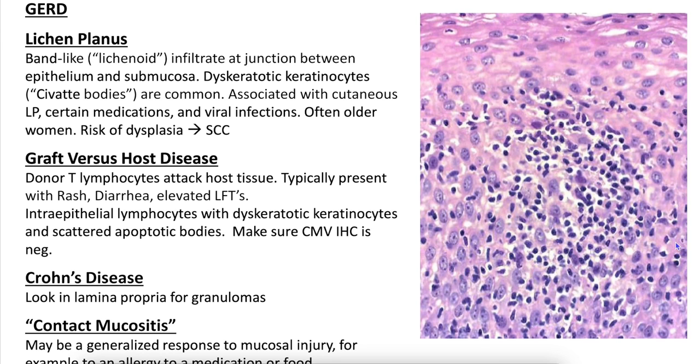You'll see these dyskeratotic keratinocytes, which are pink, condensed, kind of clefted out amongst your other cells in the epidermis, and they're called Civatte bodies. And it's associated with cutaneous lichen planus, certain medications, and viral infections. And it's often seen in older women, and there's a risk of dysplasia and can lead to increased chance of squamous cell carcinoma from that chronic inflammation.